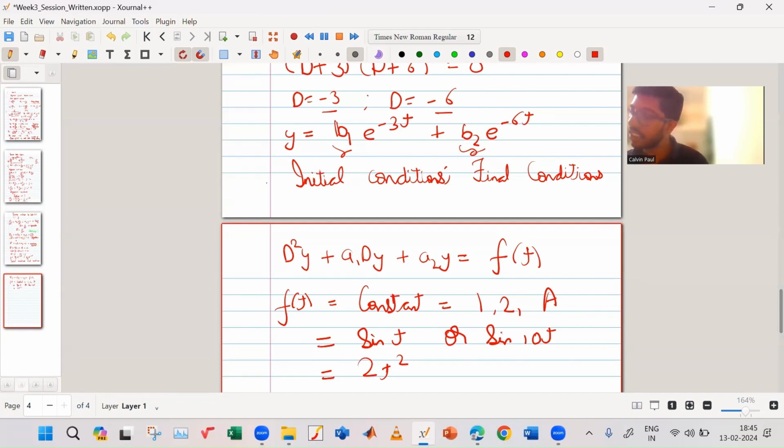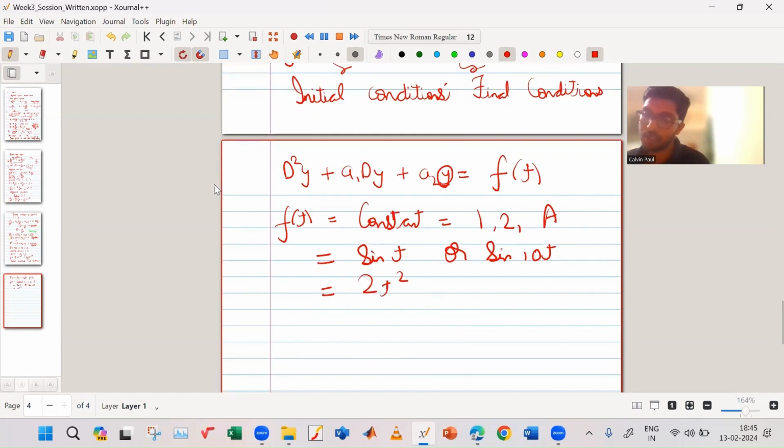Initially we had solved d2y plus a1 dy plus a2y is equal to 0. Now instead of 0, there is f of t over here, and it is a function of t. What does it mean? It means it only depends on t. It doesn't depend on y, so there should not be a factor of y over here. You must take that into account while solving these sums. I will show it.